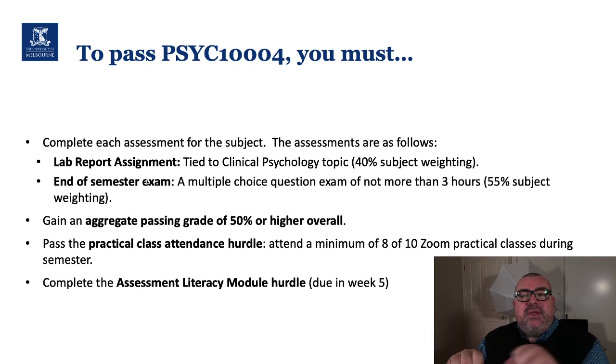If you add that together with the exam and the assignment and you get 50% or more overall, then you pass the course. But to be eligible to pass the course, you have to do all of those things and you have to attend a minimum of 8 of the 10 Zoom practical classes that are scheduled for the semester, and you have to complete the assessment literacy module hurdle. If you do all of those things, then you pass Mind, Brain and Behaviour 2.